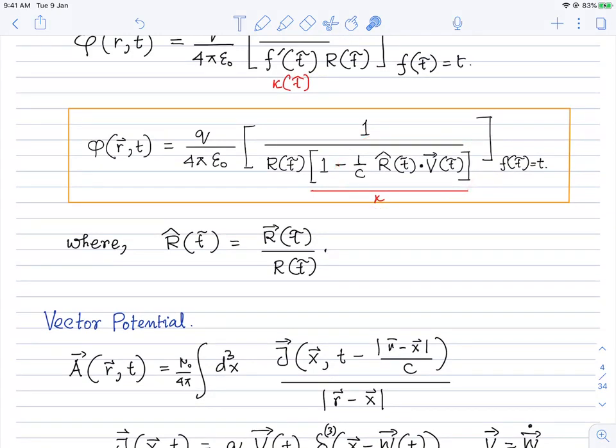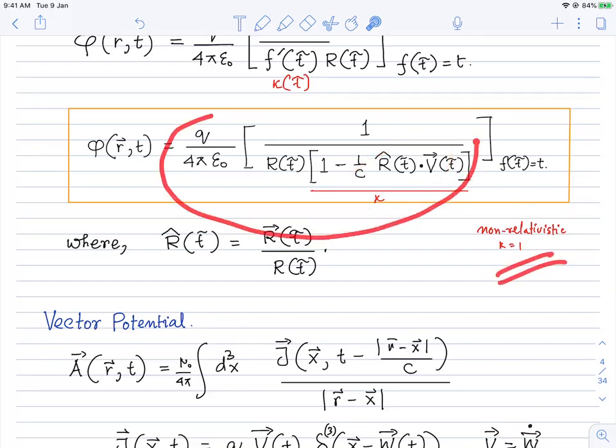Let's say even if the velocity is non-zero, but it is non-relativistic, in which case we can ignore this term in the non-relativistic limit. In the non-relativistic limit, this kappa factor is simply 1, because there's a v by c in this kappa factor, and that is simply 1 in the non-relativistic limit. So in the non-relativistic limit as well, this phi is well approximated by almost something like Coulomb's law.